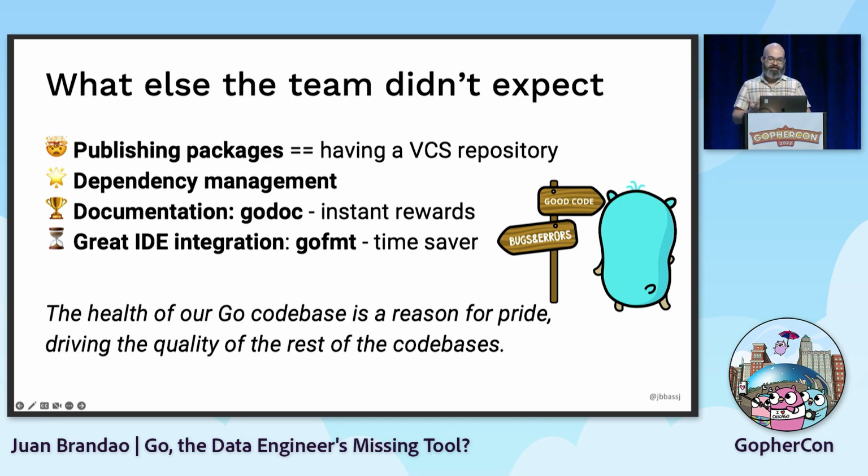What else the team didn't expect? That publishing a package almost just required having a version control repository. In contrast, many of them haven't yet published a Python package. Dependency management is awesome. And I mean, even before, just installing and running a specific Go version is trivial. No need to manage custom environments.